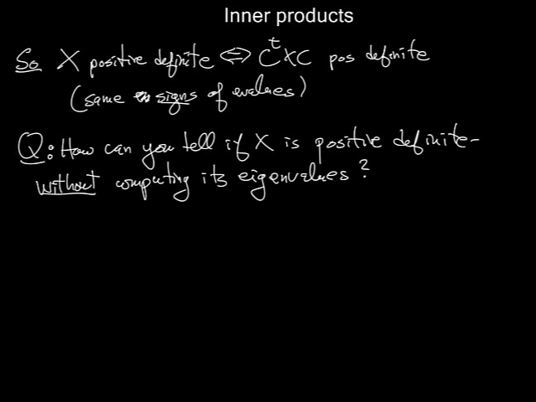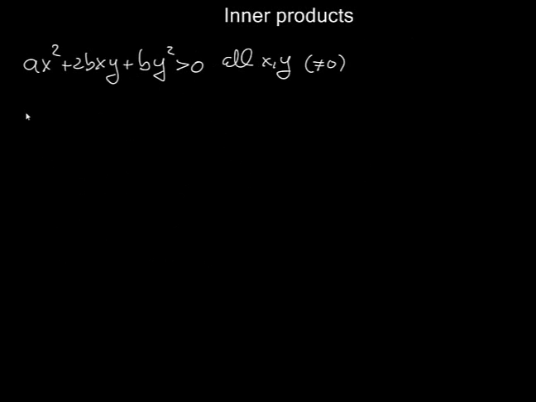Okay, well, let's look at the 2 by 2 case. Suppose you have a 2 by 2 symmetric matrix, so that is to say A, B, B, C. That's a misprint. The lower right-hand corner is supposed to be C. How do you tell if this is positive definite?